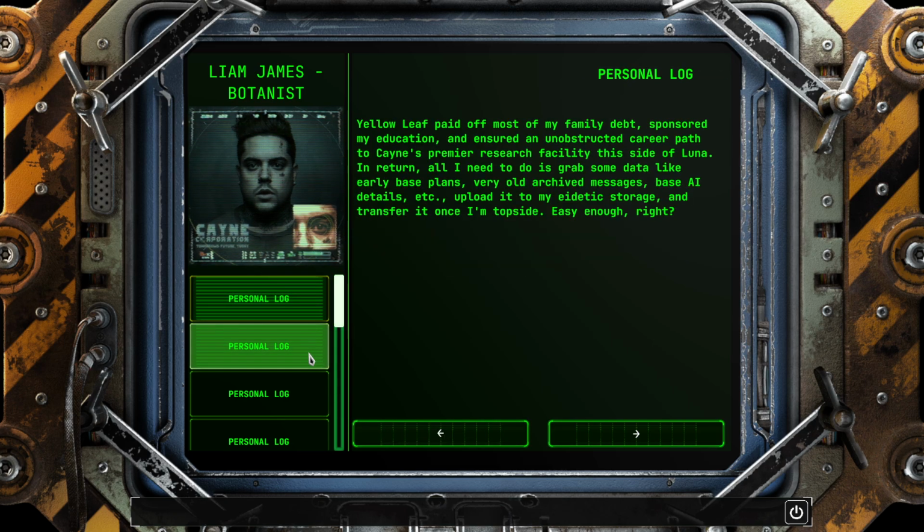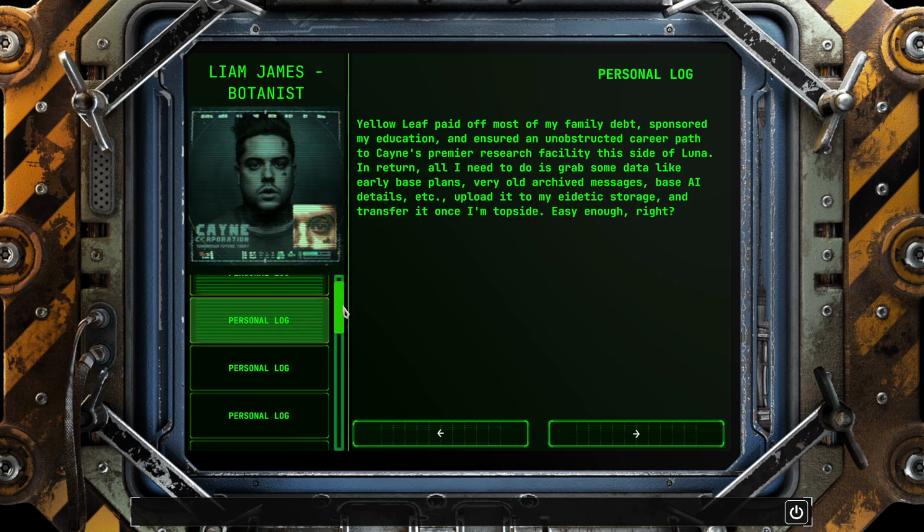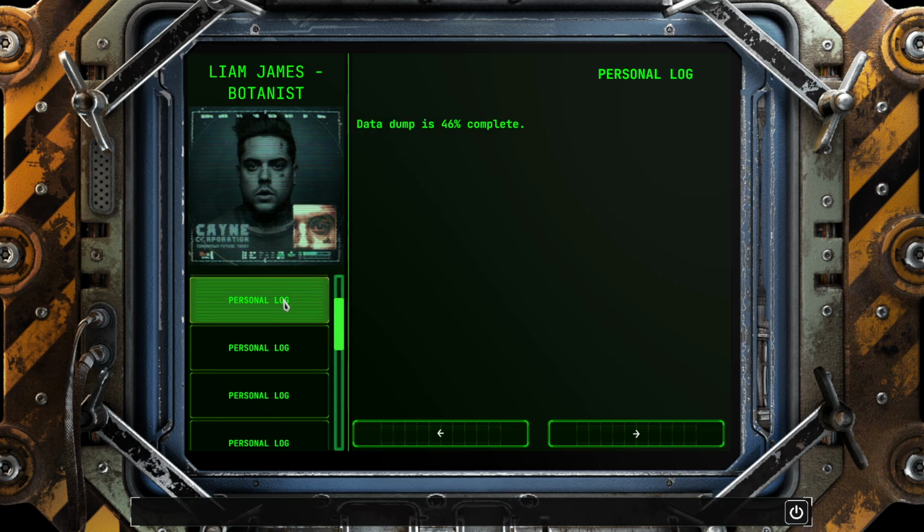Yellowleaf paid off most of my family debt, sponsored my education, and ensured an unobstructed career path to Kane's premier research facility this side of Luna. In return, all I need to do is grab some data like early base plans, very old archived messages, base AI details, etc., upload it to my eidetic storage, and transfer it once I'm topside. Easy enough, right? So it sounds like the eidetic memory implant is sort of a combination of the two things I was theorizing it might be. Data dump is 46% complete.